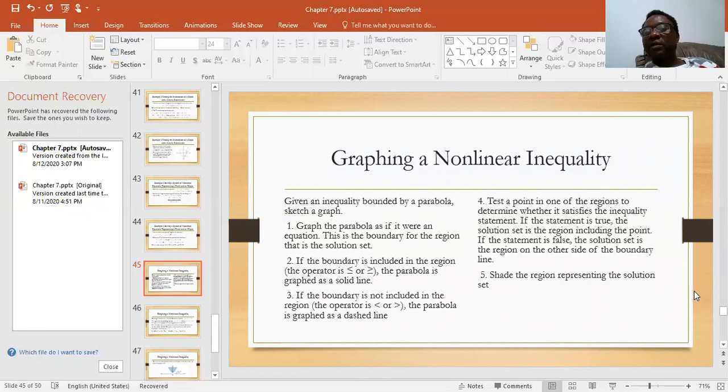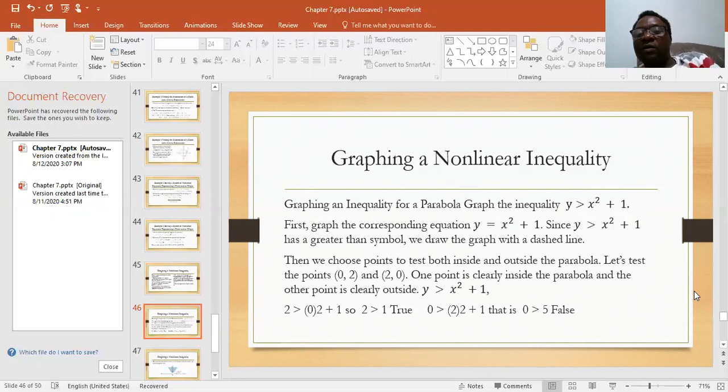Then test a point in one of the regions to determine whether it satisfies the inequality statement. If the statement is true, the solution set is the region including the point. If the statement is false, the solution set is the region on the other side of the boundary line. Then we shade the region representing the solution.